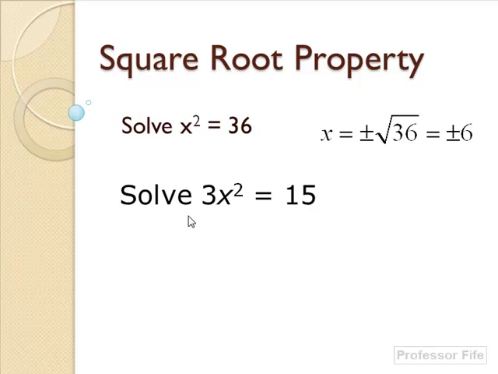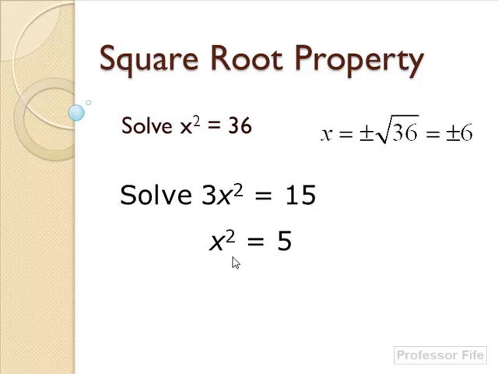So to solve an equation like 3x squared equals 15, before we apply the square root property, we have to have the square part by itself. And so our first step would be to divide each side of the equation by 3. On the left side, the 3's will cancel. On the right side, 15 divided by 3 gives you 5. You get x squared equals 5.